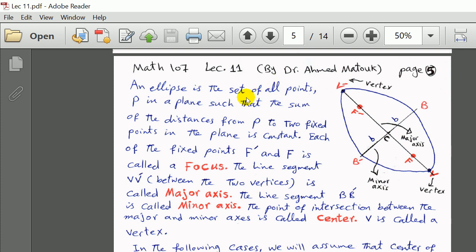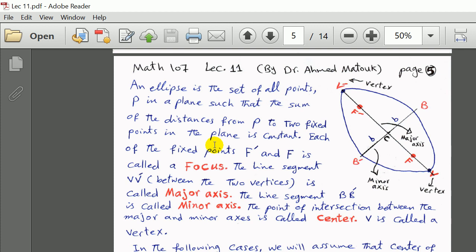We also have two foci. The distance between each focus and the center is c. So we have two foci F and F dash. The distance between the two foci is 2c. The idea of the ellipse is that any point P on the closed curve has distance D1 from the first focus F and distance D2 from the second focus F dash. The sum of D1 and D2 is always constant.